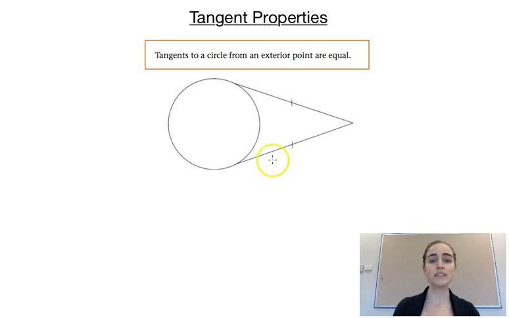Our second property tells us that tangents to a circle from an exterior point are equal. So what that means is that if we have our circle and we pick an exterior point, so we pick this point over here, if we draw two lines from that point that are tangents to the circle, so they just touch the circle in one point, then those two intervals are going to be equal in length.